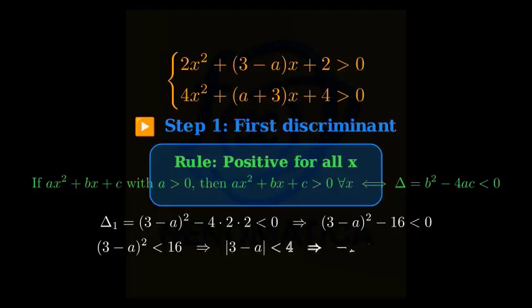That simplifies to the absolute value of 3 minus a less than 4, which is equivalent to negative 4 less than 3 minus a less than 4. Solving for a gives the interval negative 1 less than a less than 7.